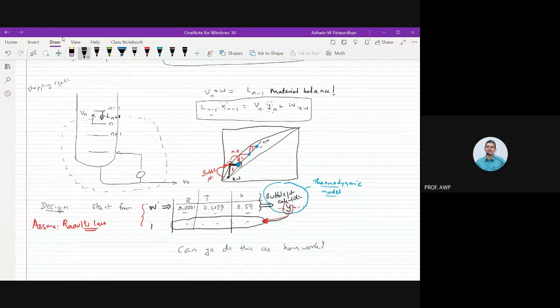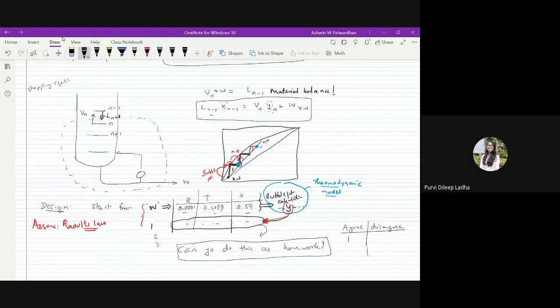So once you get the first tray, then you go to the second tray, again a bubble point calculation, again a material balance calculation, then go to the third. Can you do this as homework? Yes, sir, we can try.